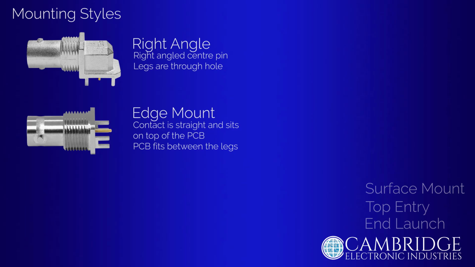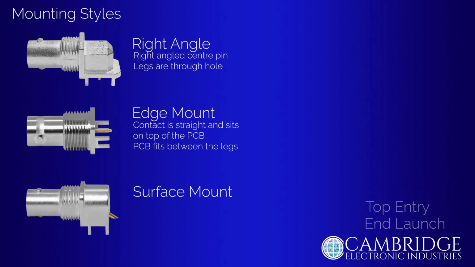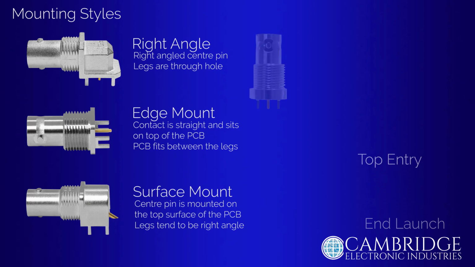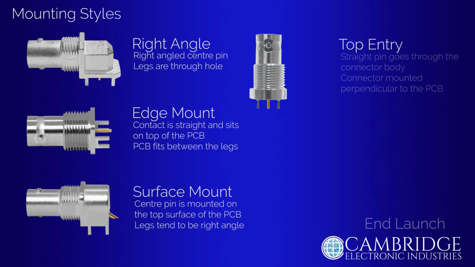The distance between the legs on an edge-mounted connector can differ to suit different board thicknesses. A surface-mounted connector has a centre pin that is mounted to the top surface of the PCB, and the legs tend to be right-angled through the PCB, offering mechanical stability. A top-entry connector has a straight pin that goes through the connector body, and the connector is mounted perpendicular to the PCB.